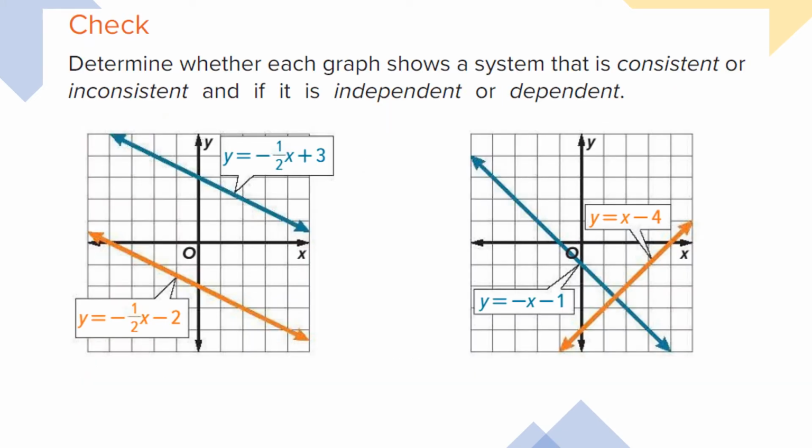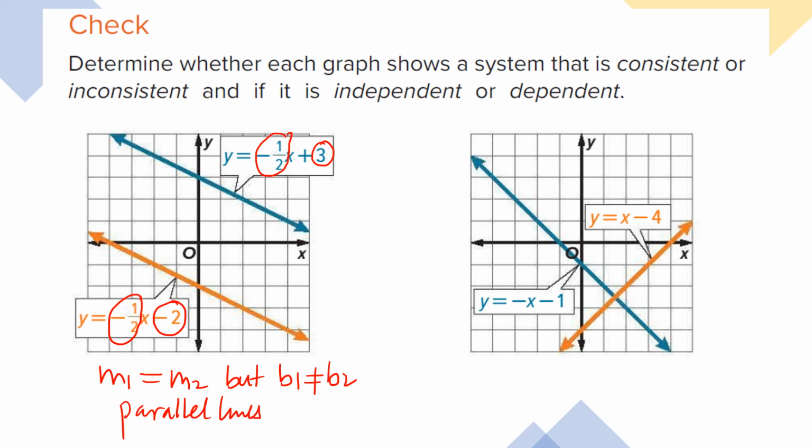Okay, determine whether each graph shows a consistent or inconsistent system and whether it is dependent or independent. So very clearly you could see from here the slope is minus 1 by 2, minus 1 by 2, and the b value is 3 here, the b value is minus 2, both are different. So m1 is equal to m2, but b1 not equal to b2, so the graph is going to be parallel lines, as you can see from here. So it is going to be inconsistent, meaning no solution.